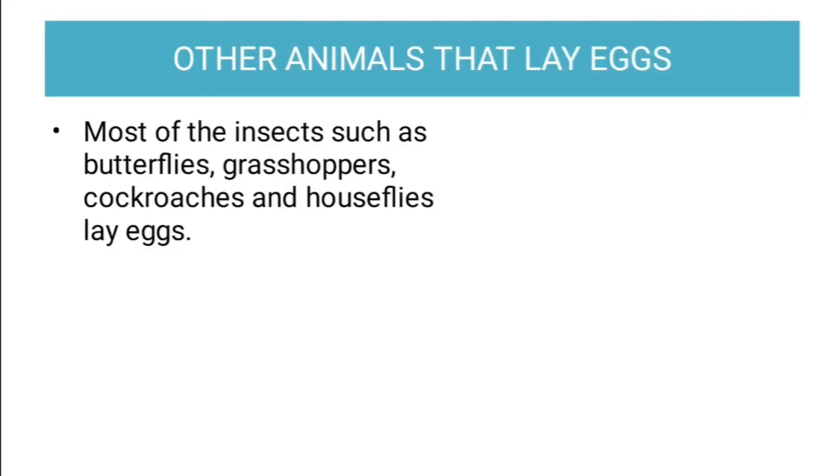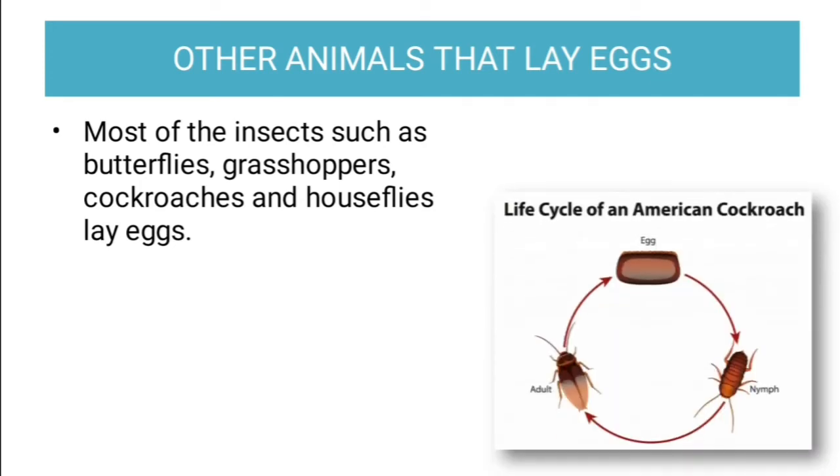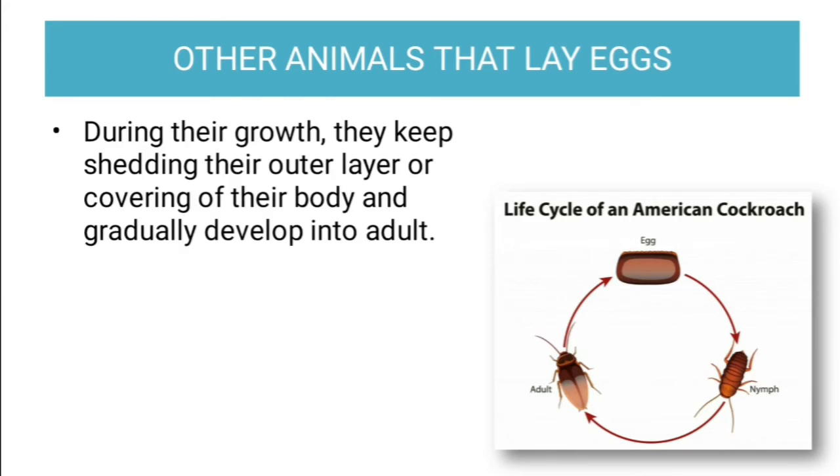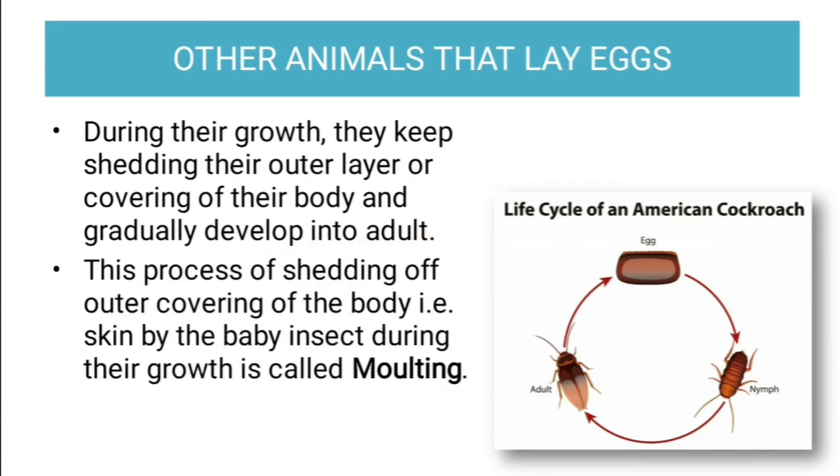Then, most of the insects such as butterflies, grasshopper, cockroaches like that shown over here and housefly also lay eggs. The young ones when they come out of the egg are called nymphs. During their growth, they keep shedding their outer layer or covering of their body and gradually develop into adults. This process of shedding of the outer covering of the body, that is the skin, by the baby insect during their growth is called molting.